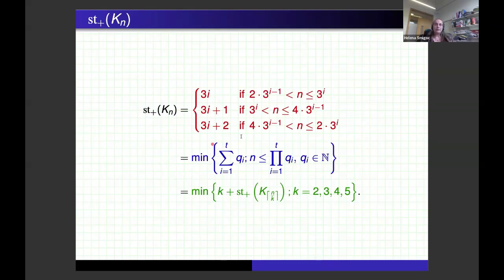But what I find maybe even more interesting is this one in blue, which gives us an interpretation of this parameter coming from number theory. Imagine we have a number n, and we're looking for integers qi such that the product of these integers is greater than or equal to n. But what we want to do is minimize the sum of these integers. And it turns out the minimal sum is actually equal to the SNT rank of Kn. So that's the same parameter as well.